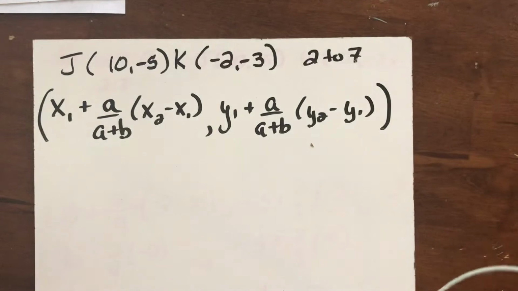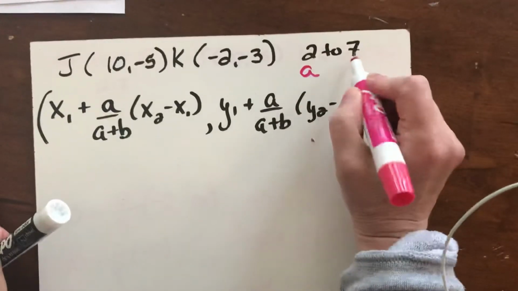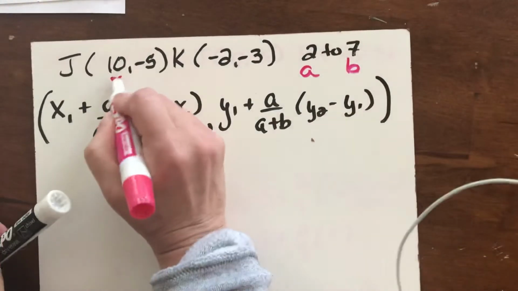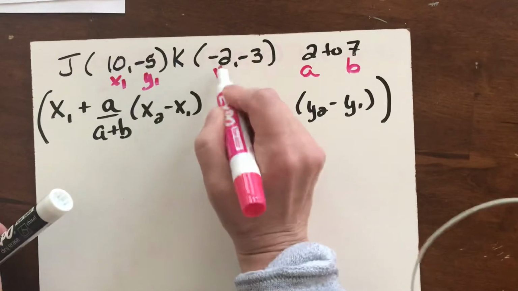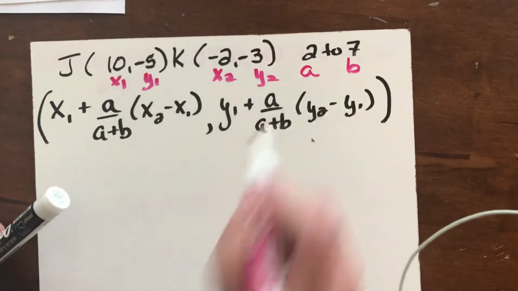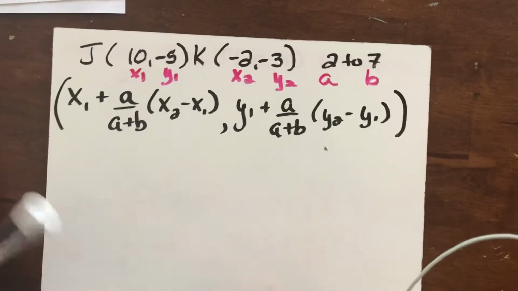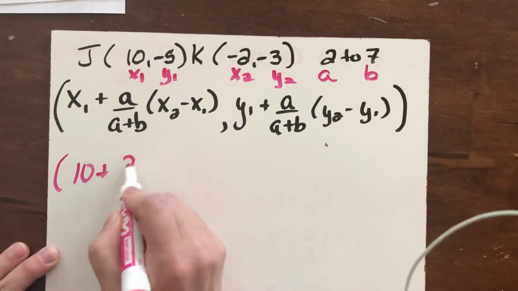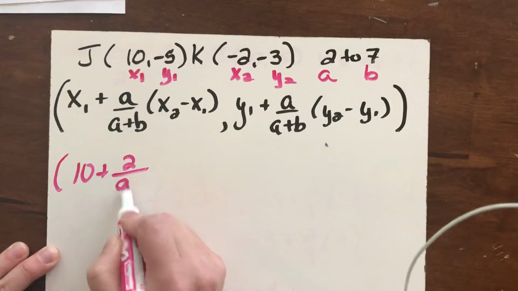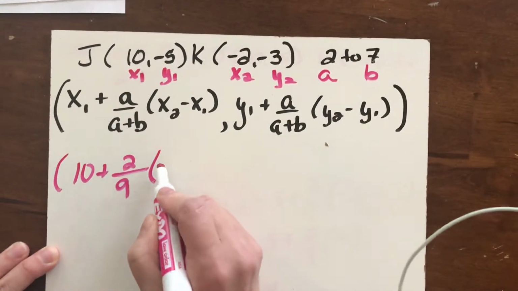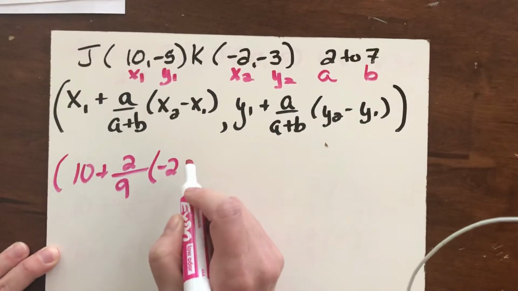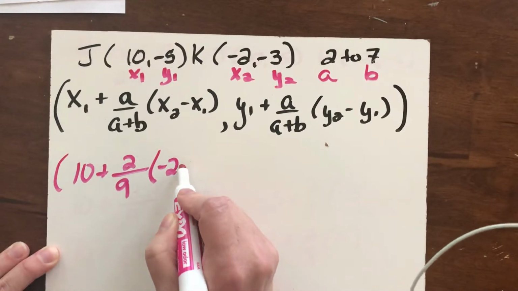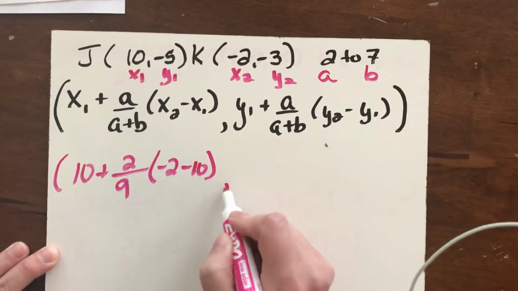You got to identify your x sub 1, your y sub 1, and your ratio is A to B. So this would be your A, and this would be your B. And then this is x sub 1, that's y sub 1. That's x sub 2, that's y sub 2. So then all you got to do is plug everything in. And so I'm going to take x sub 1, which is 10, plus A, which is 2, over A plus B, which is going to be 9, times x sub 2, which is -2, minus x sub 1, which is going to be 10. That's going to give me my x coordinate.